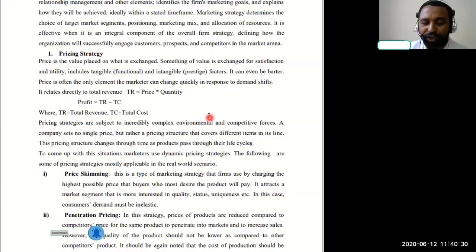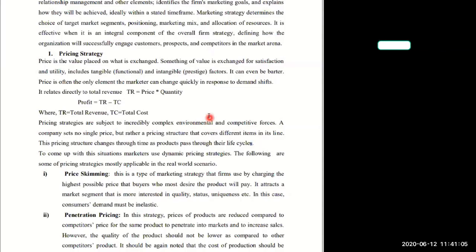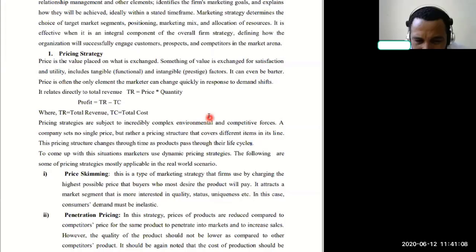Penetration pricing strategy is the opposite of price skimming strategy. In penetration strategy, you set the lowest price as compared with the competitors, or you have to reduce your price as compared with the competitors. So in this case, if your price is lower than the competitor's price, given that the product quality is normal or the same as your competitor's, you will attract more customers. So in this case, you are draining the market by setting a lower price.